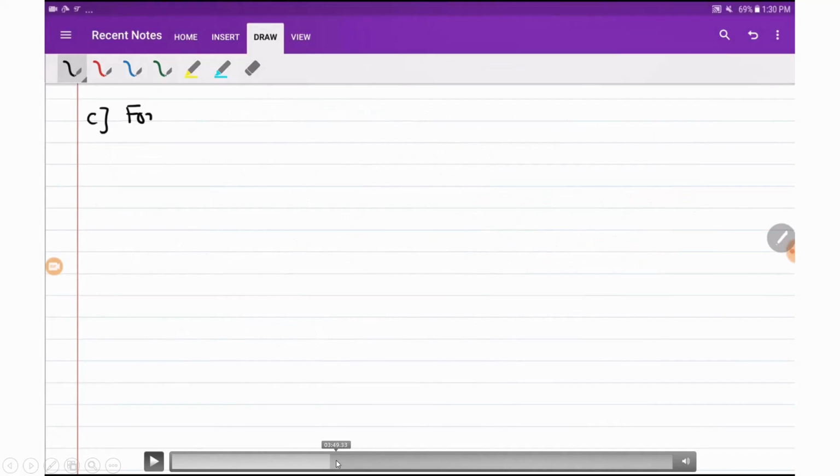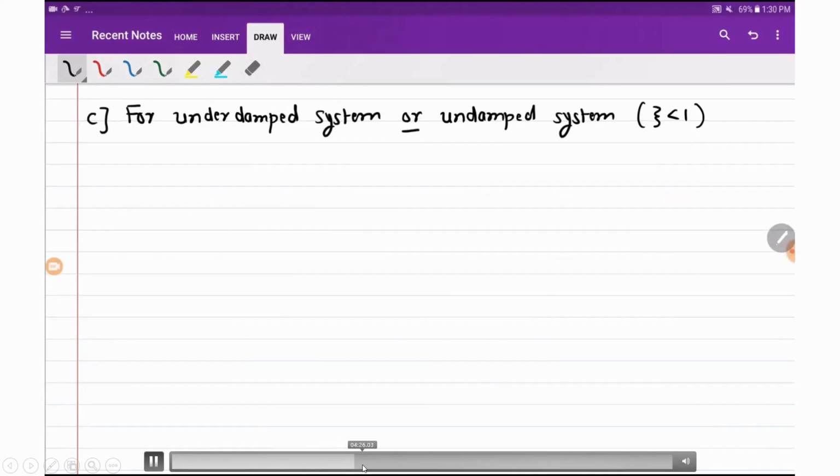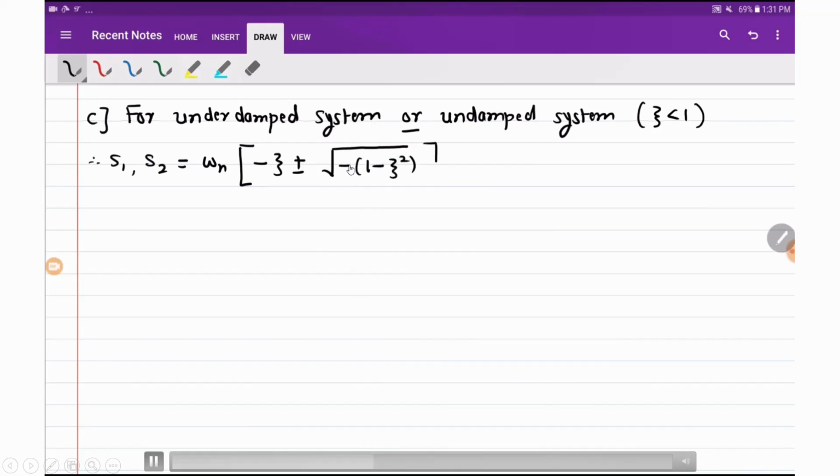So for an underdamped system, zeta is less than 1, so we can say that S1, S2 will be equal to minus omega n plus or minus. Now you can take the minus sign common. So zeta square minus 1 will be, if you take the minus sign common, 1 minus zeta square. So omega n as it is, this is minus zeta plus or minus.